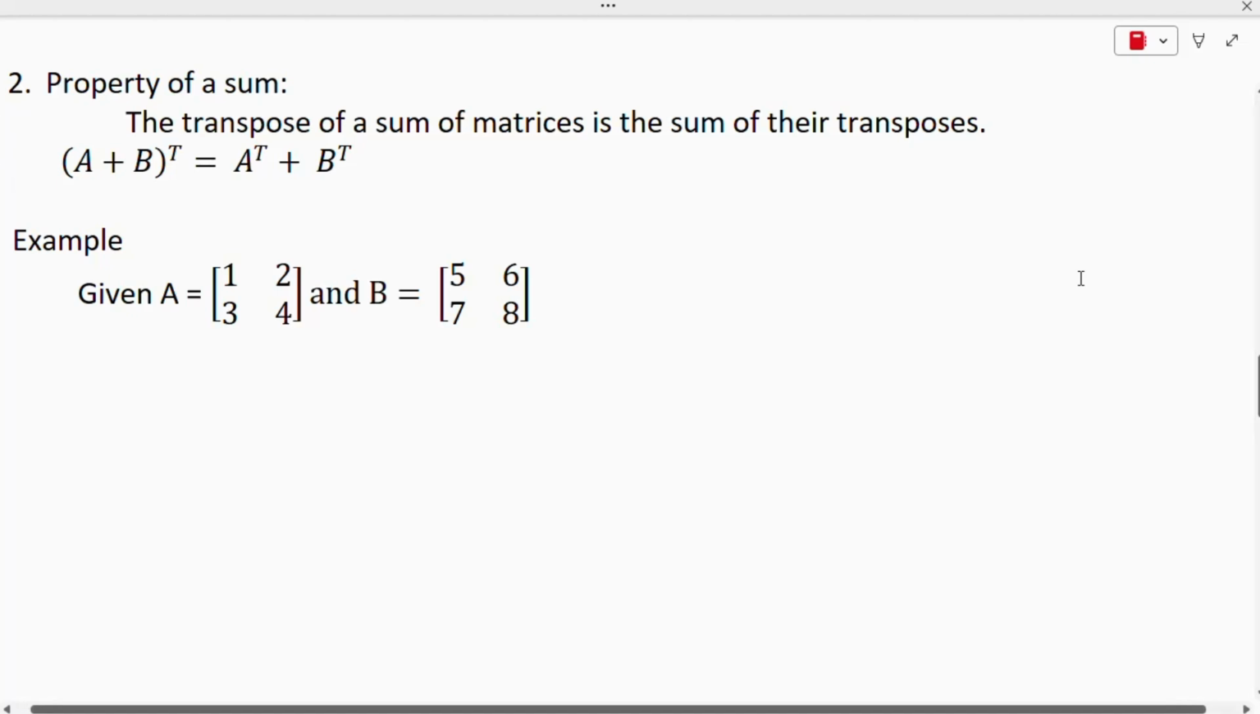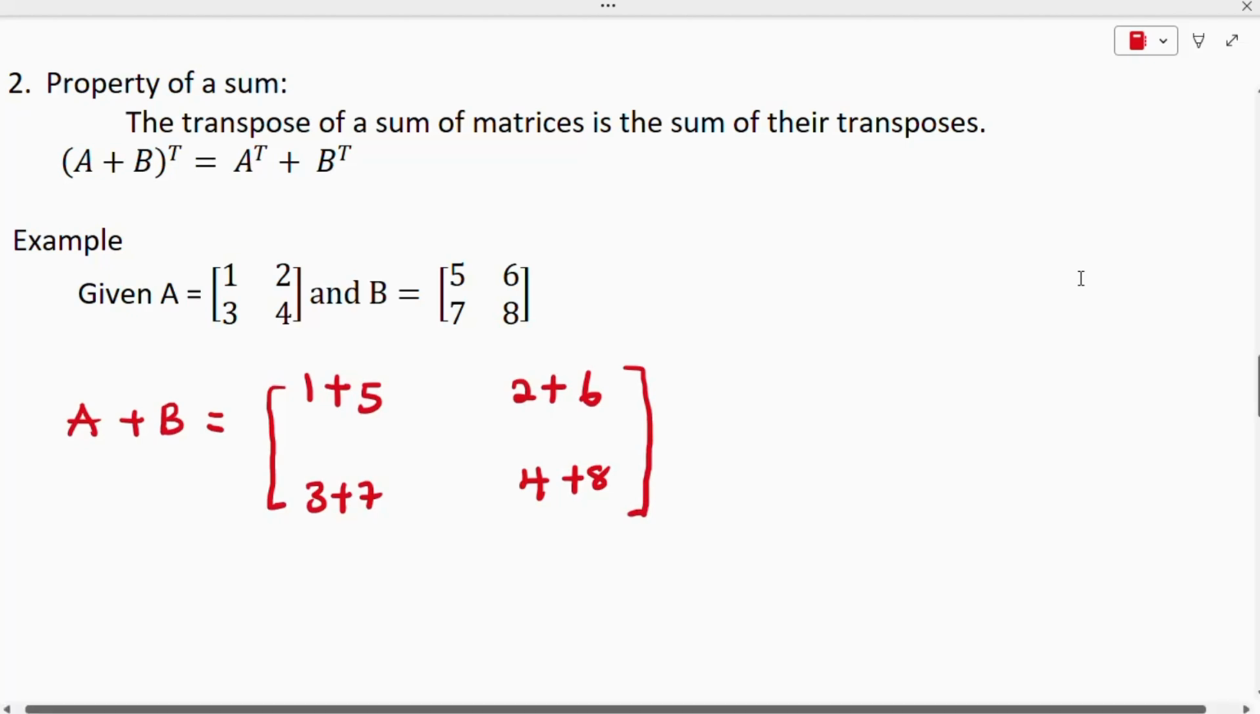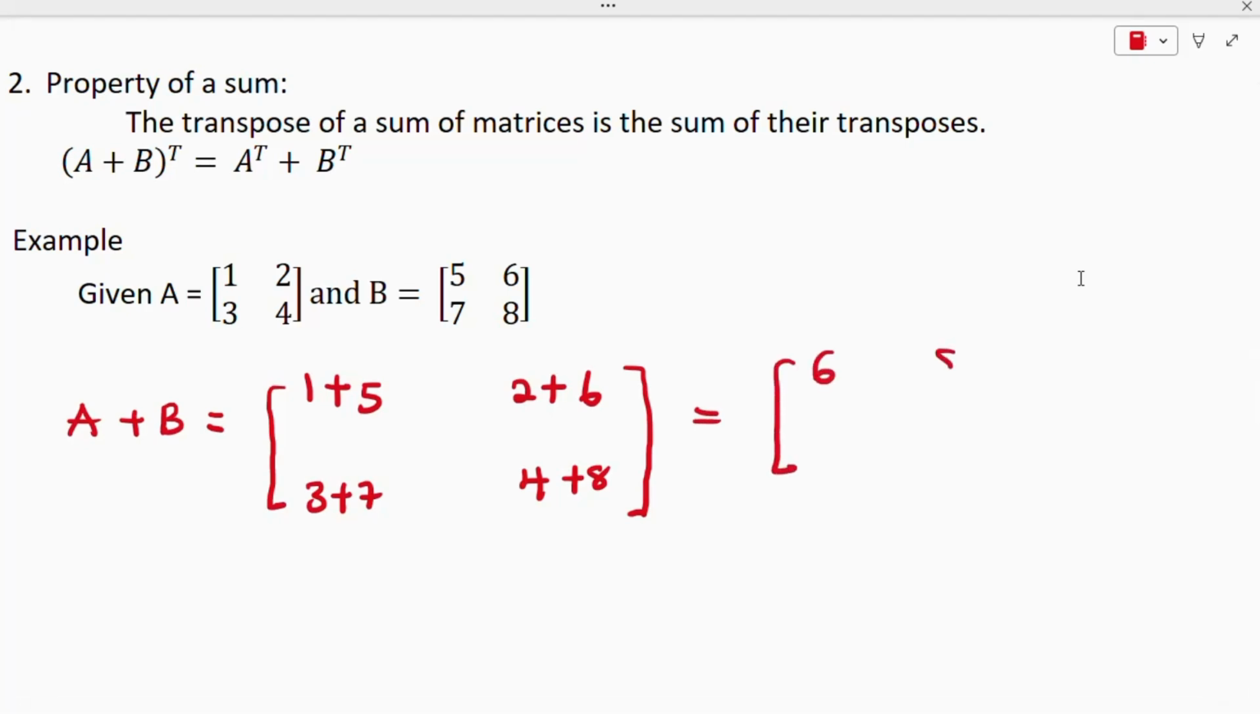So the first thing, guys, we have two matrices A and B. So the first thing we want to do is to simply add A plus B. So adding this, we have 1 plus 5, 2 plus 6, 3 plus 7, and 4 plus 8. Now if you are wondering how we added these matrices, you want to simply go to my previous video on addition and subtraction of matrices. So from this, we have 1 plus 5 is 6, 2 plus 6 is 8, 3 plus 7 is 10, and 4 plus 8 is 12. So we have this right here.